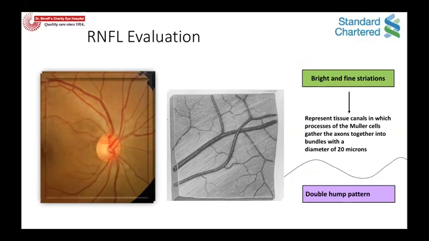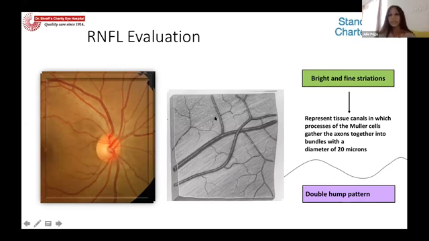Last but not least, what is most important is the retinal nerve fiber layer evaluation. It is this evaluation that separates a patient who may have glaucoma or who may not have glaucoma, from the glaucoma suspects to early glaucoma.